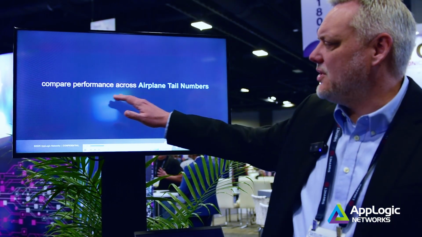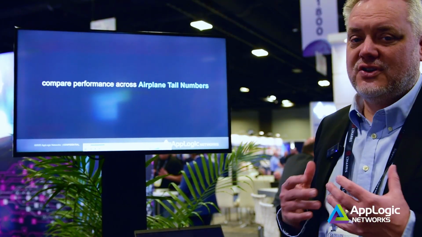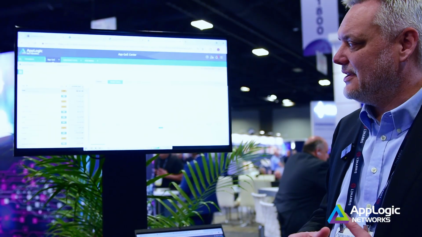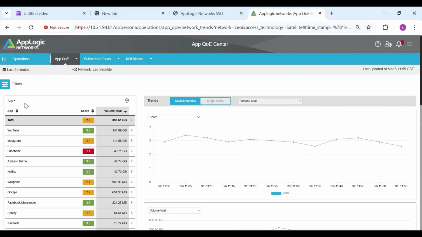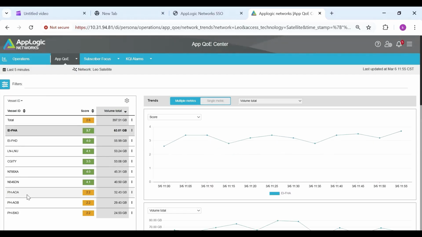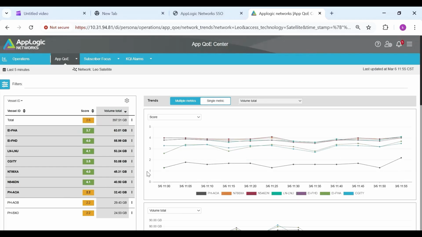So this is a situation where we want to compare performance across various airplane tail numbers, which is basically a particular airline flight. We start off by choosing the LEO satellite network to look at, and we'll then look at the different vessel IDs, which are the different aircraft tail numbers. We can select a range of those aircraft tail numbers, and then see how the QE score is performing over time with each of those aircraft tail numbers.